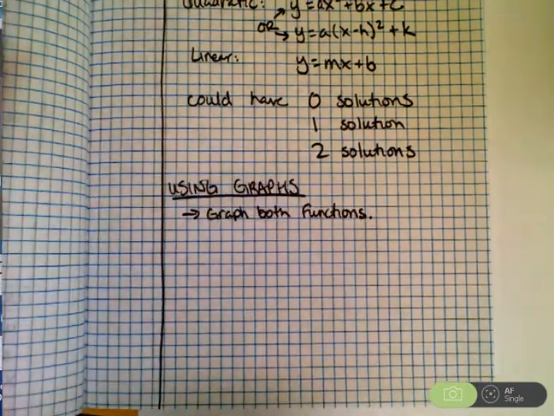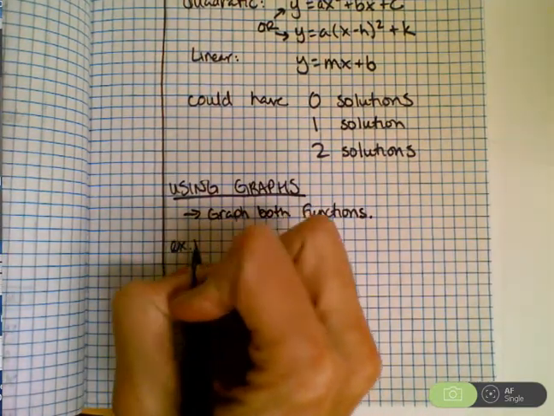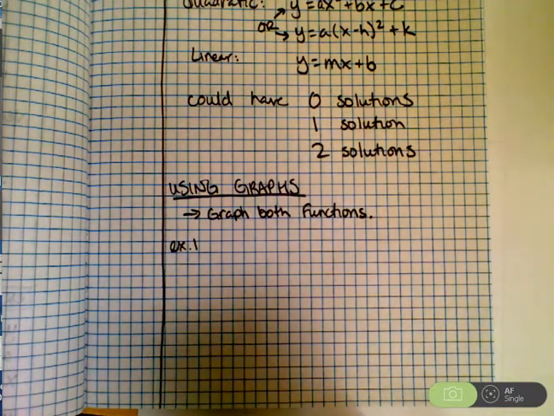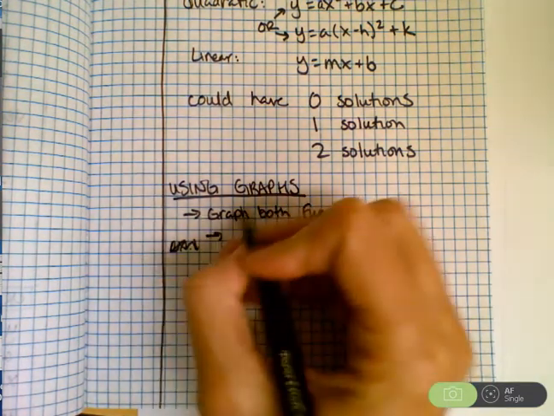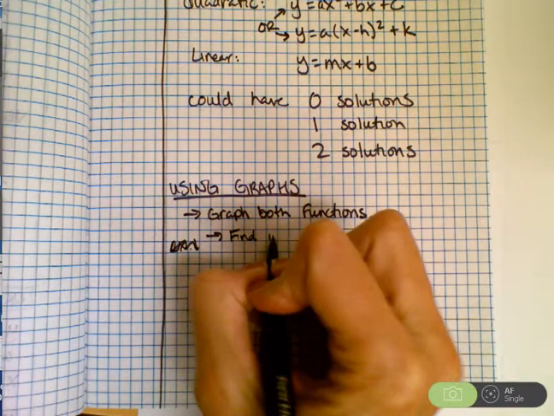I think I'll have room to do one here. So example 1: graph both functions, sorry, I forgot the second part. Second part is find the intersection points.